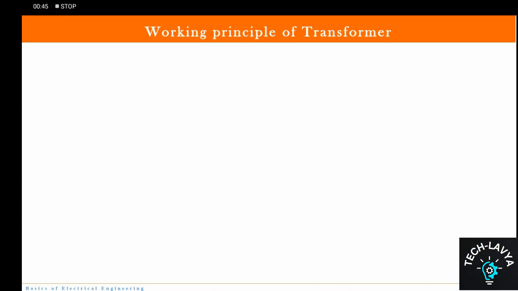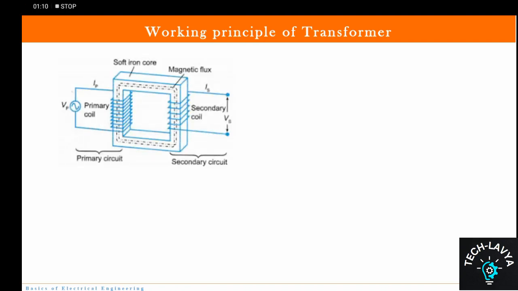The voltage may increase or decrease, or the current may decrease or increase, but then there will be no change in frequency. Fine. Second point is, it is essentially an AC device. Transformer will not work on DC. Fine. Okay. So basically this is how the transformer looks like.